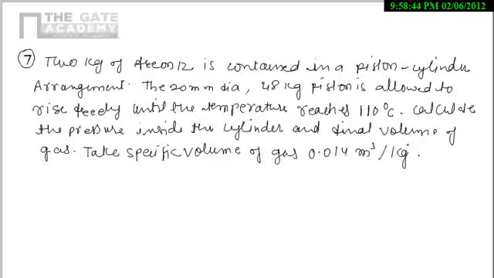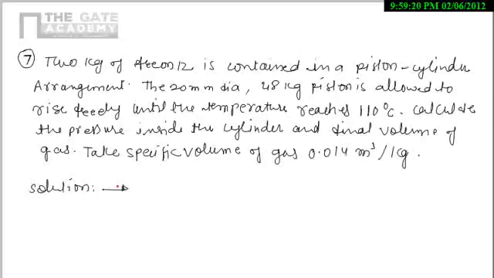I will again repeat the problem. Here 2 kg of Freon 12 is contained in a piston cylinder arrangement. The 20 mm dia 48 kg weight is allowed to rise freely until the temperature rises to 110 degrees centigrade. Calculate the pressure inside the cylinder and final volume of the gas. The specific volume of the gas is given, that is 0.014 meter cube per kg. So let's solve this problem.